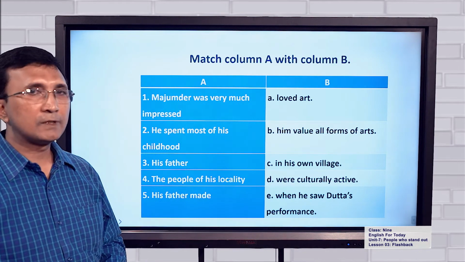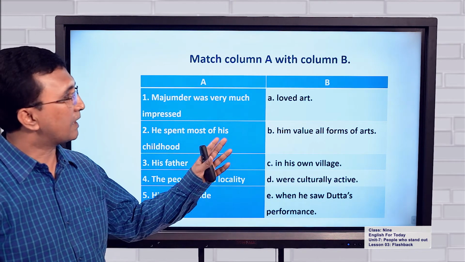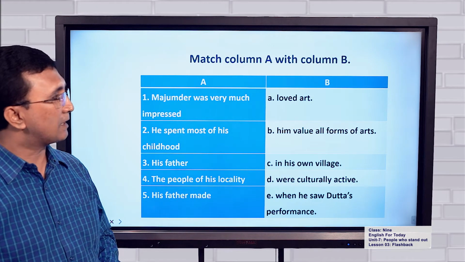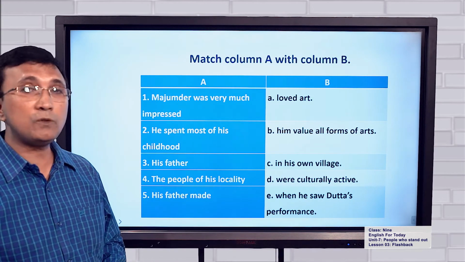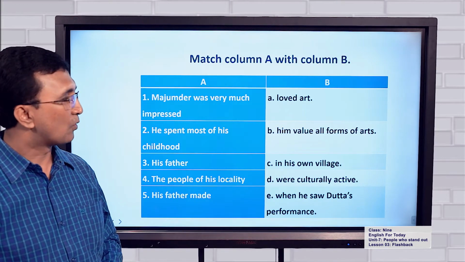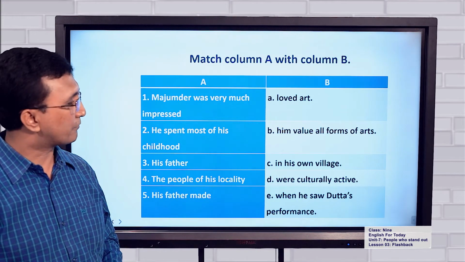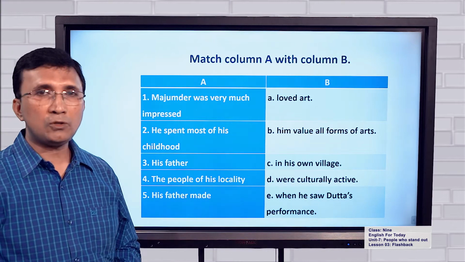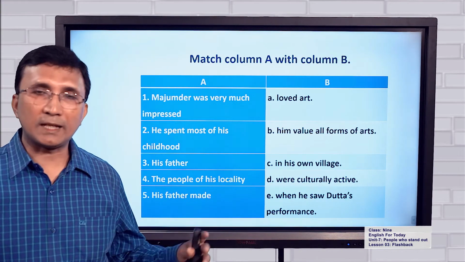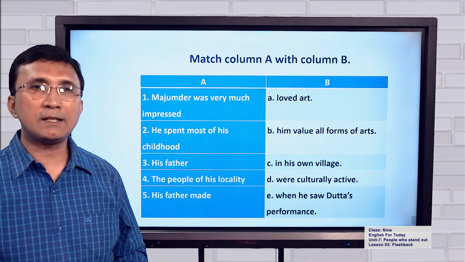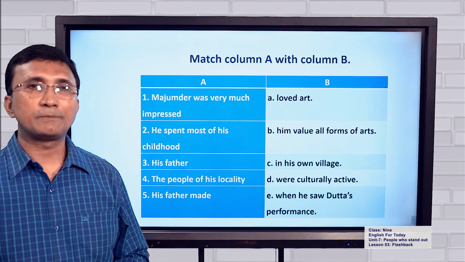Here we have different parts. Number A, loved art. Number B, made him value all forms of arts. Number C, in his own village. Number D, were culturally active. Number E, when he saw Datta's performance. Now, try yourself. Let's see if you can match the part.